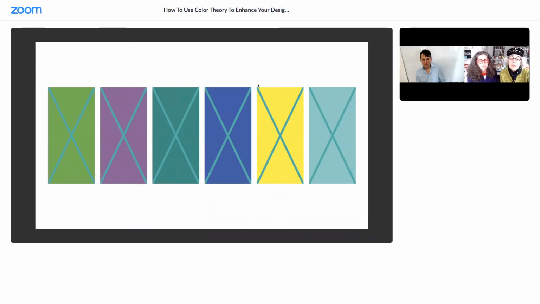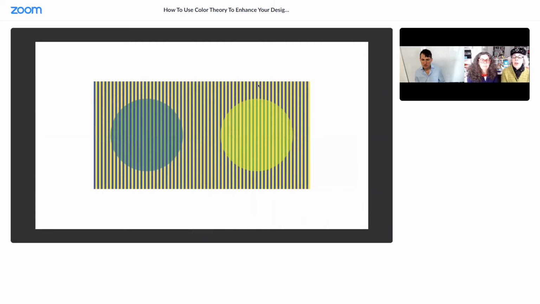In the examples that you see here, all of the X's are printed in the same color, although they appear to change color as they're paired with different backgrounds. In the second example, the turquoise blue in the circle on the left and the bright lime green in the circle on the right are actually the exact same color. I know this seems impossible at first glance, but I assure you this is true. They appear to be completely distinct colors only because the colors they sit next to are different.